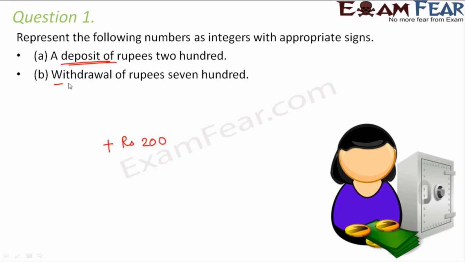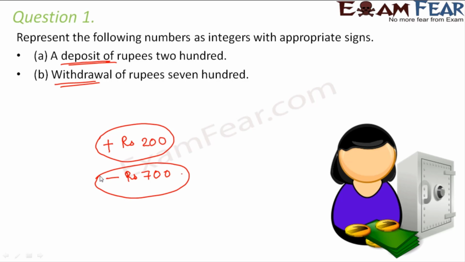Withdrawal of rupees 700. Withdrawal means taking out that money. So what is happening to your balance? Your balance is decreasing, it is reducing. So the withdrawal would have a minus sign, so minus rupees 700. So plus 200 is deposit, minus 700 is withdrawal. If plus represents deposit, then minus will represent withdrawal, because these are two opposite phenomena. In deposit you put money into your account, in withdrawal you take out money from your account.